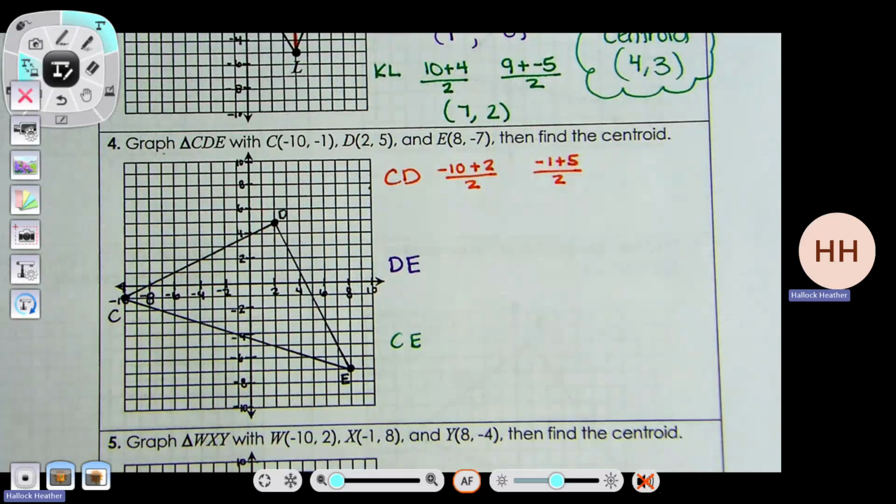You should be adding the X's together and adding the Y's together. You should not be adding an X and a Y together. Those can't go together. X with X, Y with Y.